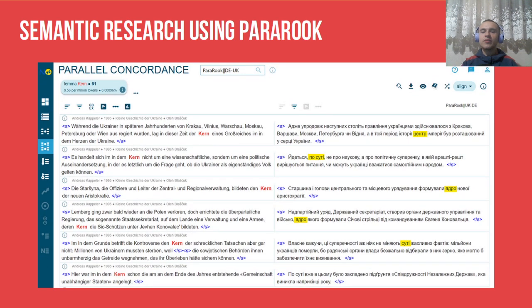The parallel corpus is mainly intended to explore translation possibilities. This slide shows examples of translation for the word Kern in different meanings, such as core, essence, and center. However, finding examples of one particular meaning of the word is a difficult task for a monolingual corpus.